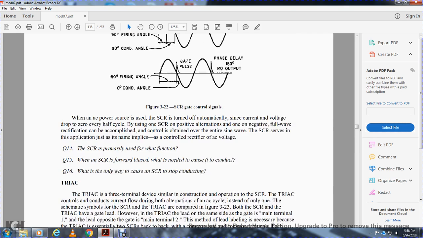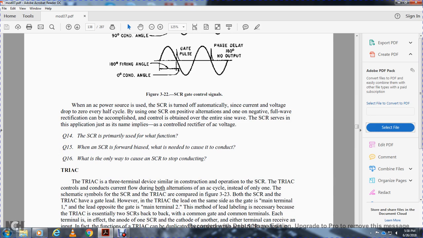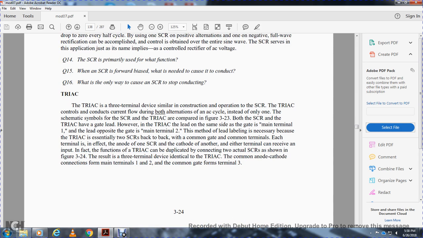When AC powers the silicon-controlled rectifier, it turns off automatically since the current and voltage drop to zero every half cycle. With a silicon-controlled rectifier, only the positive alternation is passed. Full wave rectification of both positive and negative alternations can be accomplished, with control of the timing over the entire sine wave, by a device that extends the silicon-controlled rectifier application to AC voltage: the triac.